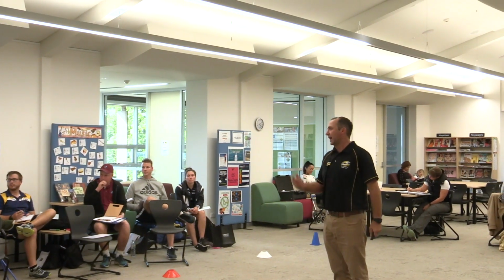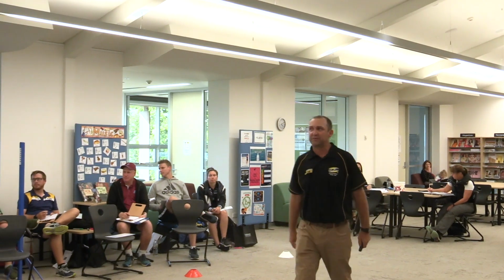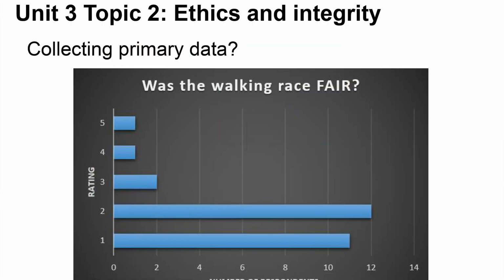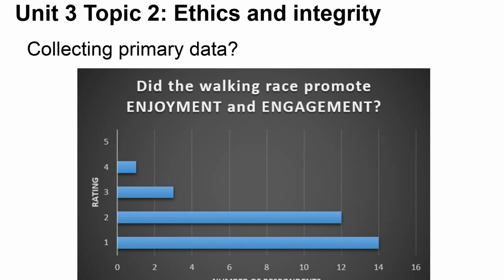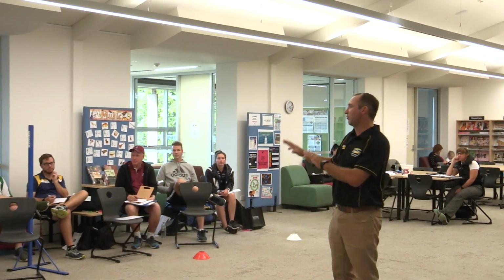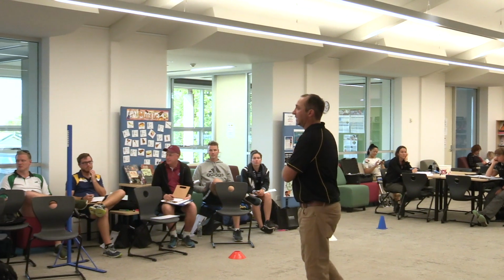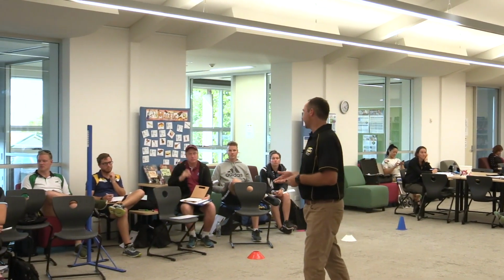I would get my students then, or one of my students, to go home and graph that up. So I might give them the pictures. So it was a walking race fair. There's our data that we can talk about in the next lesson. That wasn't your data, I made that stuff up. We're not that far. Did the walking race promote enjoyment and engagement? Did the walking race display integrity? So that notion of we can get them out really simply and doing something as easy as that and get into collecting some information around ethics and integrity.